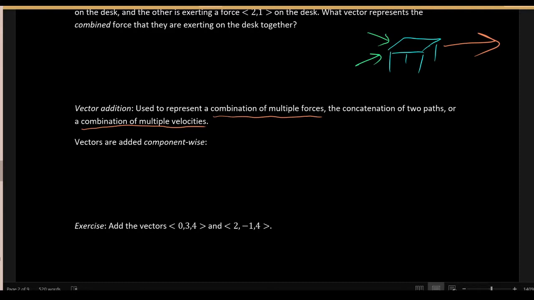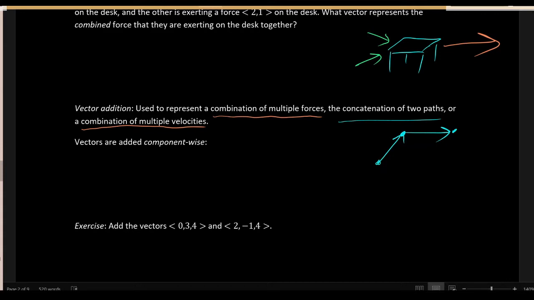Yesterday we also saw that vectors can be used to represent straight line travel, and vector addition in that context represents taking one path and then taking another. So a concatenation of two different paths. If you followed one vector and then followed another, where would you finally end up as a result of those two things?